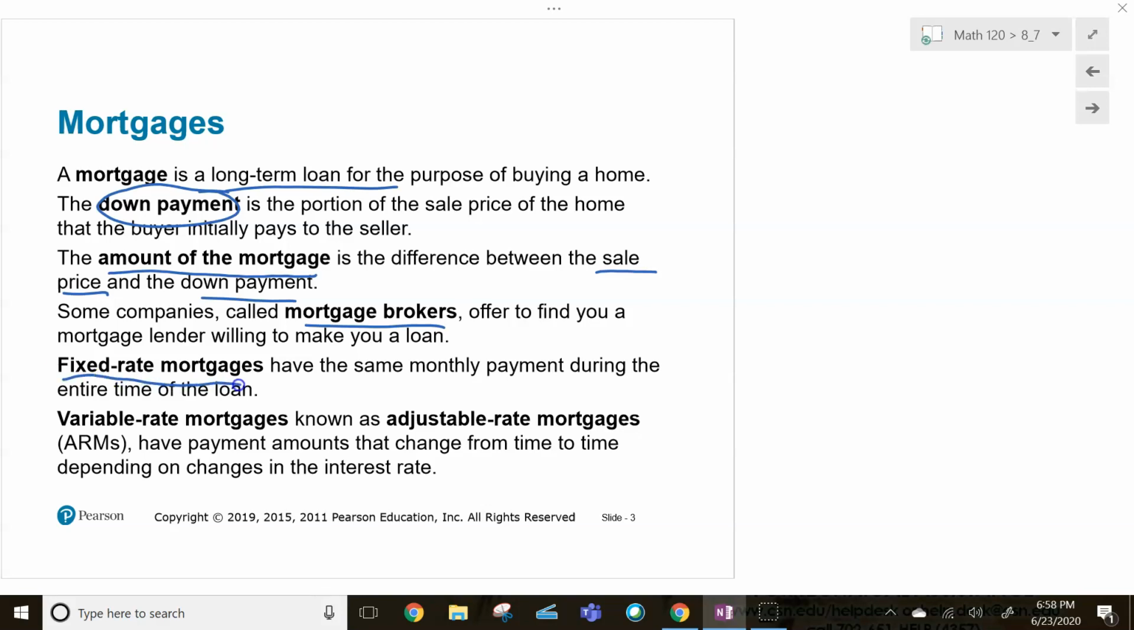Fixed rate mortgages are where you have the same monthly payment during the entire life of the loan unless you refinance. Variable rate mortgages, or adjustable rate mortgages, are typically riskier. That's where the amounts change from time to time based on the ever-changing interest rates.